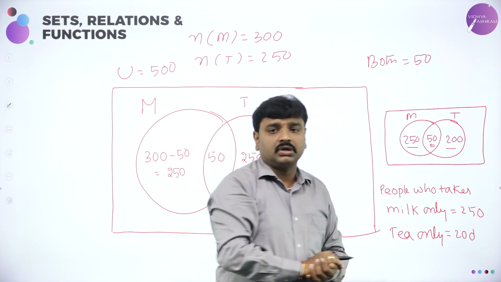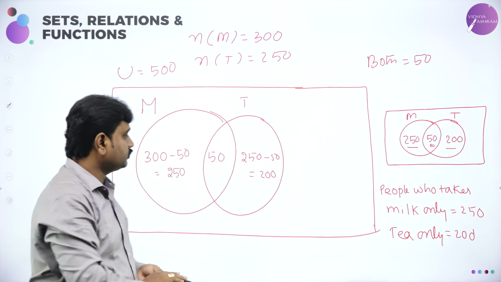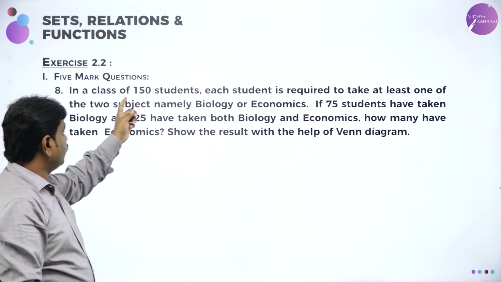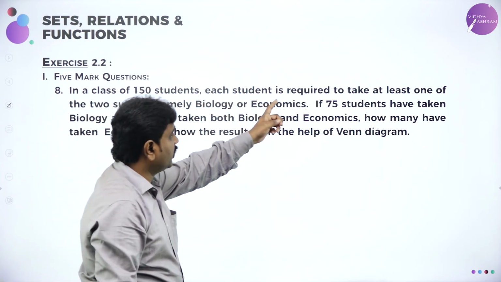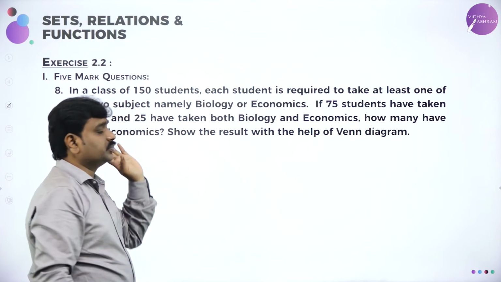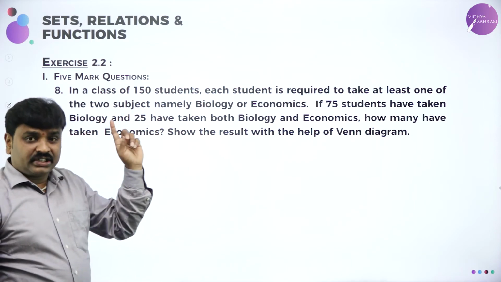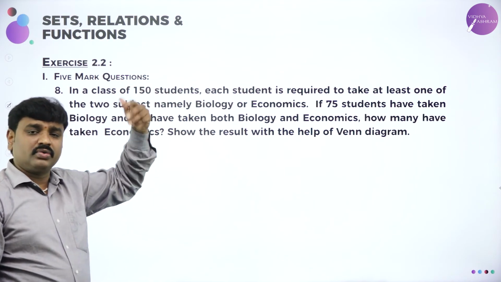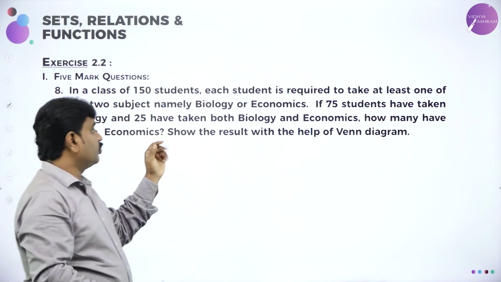That's it. Hope all of you got this. Next, we will go to the next problem. In a class of 150 students, each student is required to take at least one of the two subjects. At least one of the two subjects means union becomes universal. Universal set and combination of both will be same.